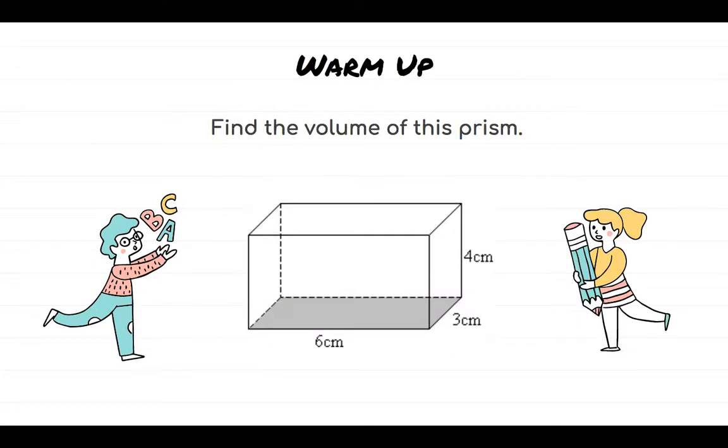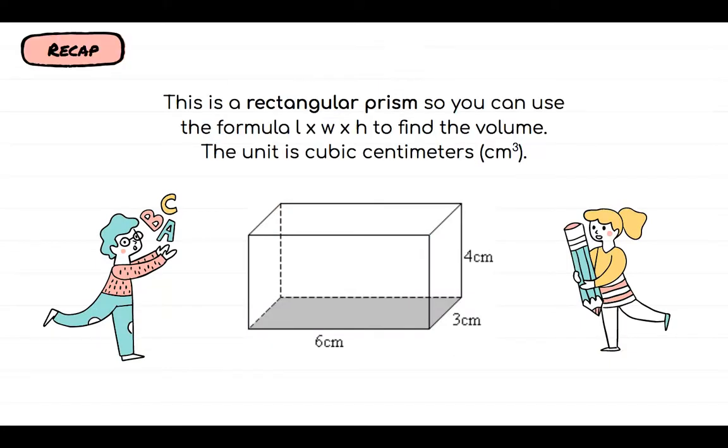Now, for the warm up, you have already done it, but just to make sure, this solid is a rectangular prism, so you can use the formula length times width times height to find the volume. The unit is in cubic centimeters or cm cubed. Make sure to write the unit as you answer the questions so that I know you understand which unit is being used with which type of value. I'm going to check your answer once you submit it.